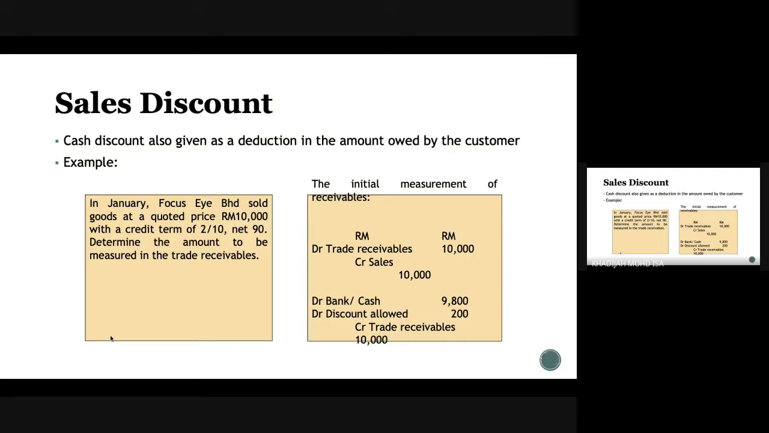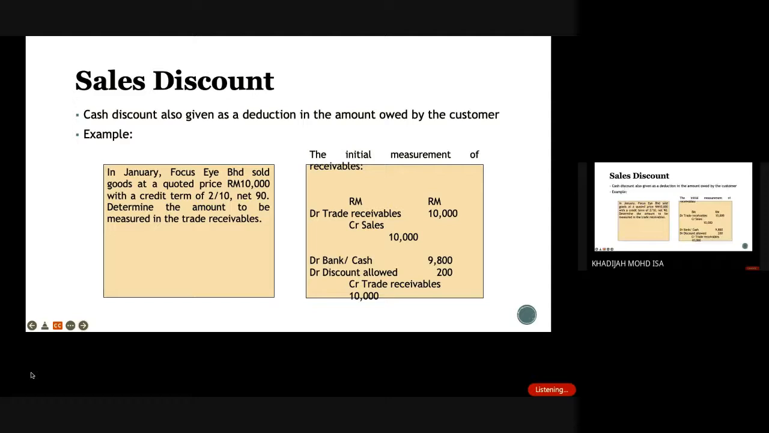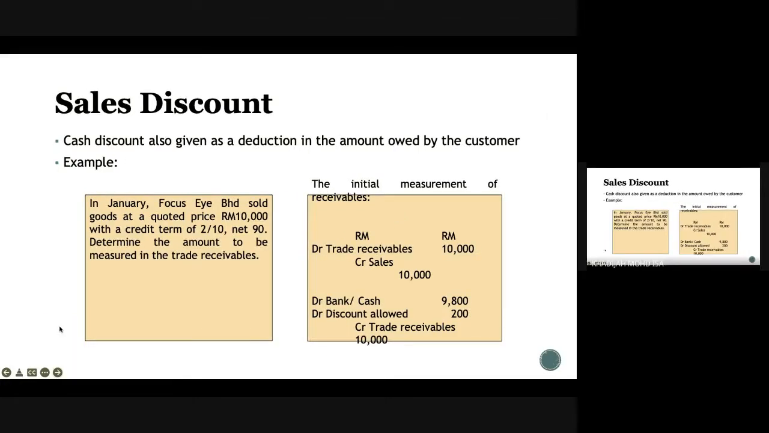So first you have to understand what you mean by, let me see here, I want to use, I cannot do anything, is it? Why can't I? Why is this happening? Oh, I don't know. All right, so I want to look at this. What do you mean by 2/10, net 90?